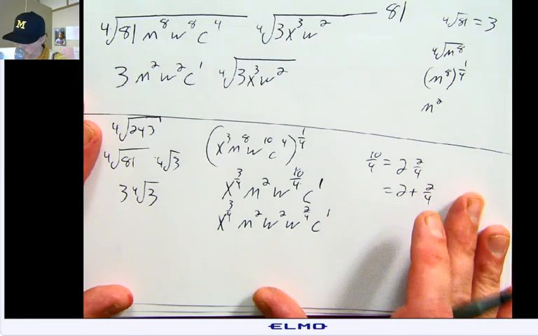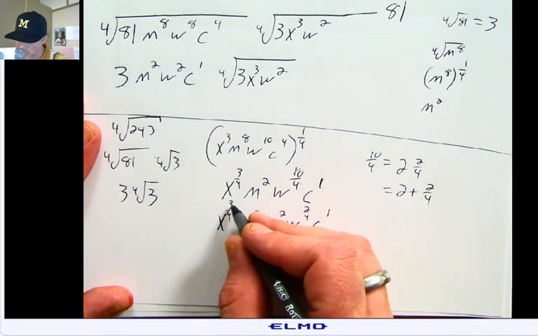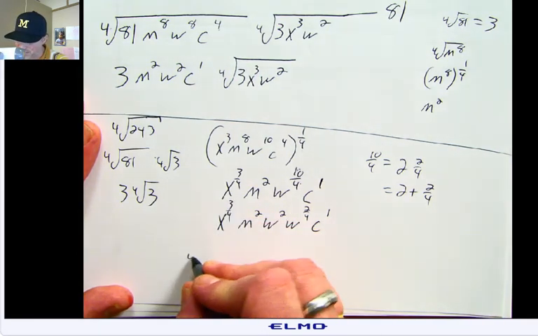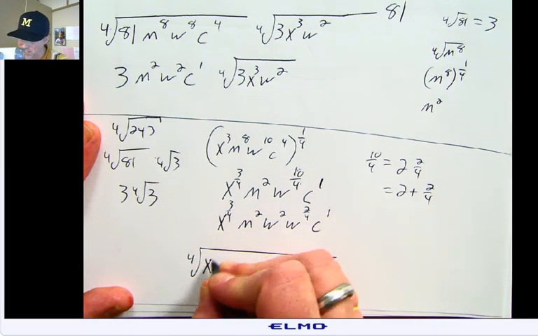Okay, so this x to the 3/4, because this is less than 1, this stays on the inside. So this becomes x cubed.